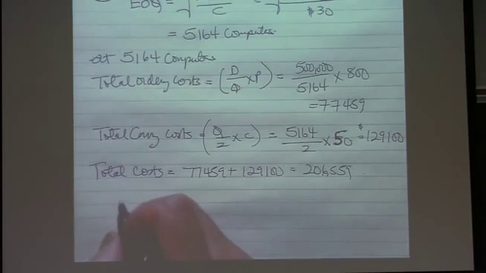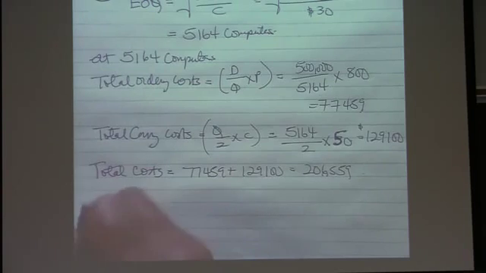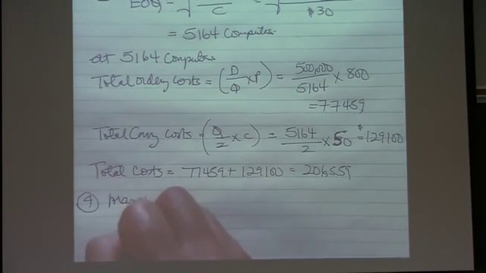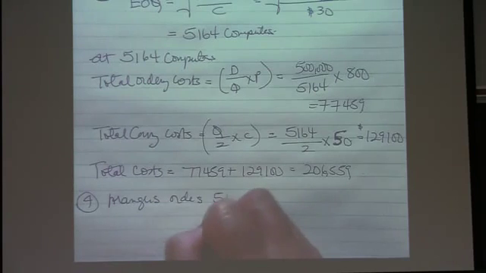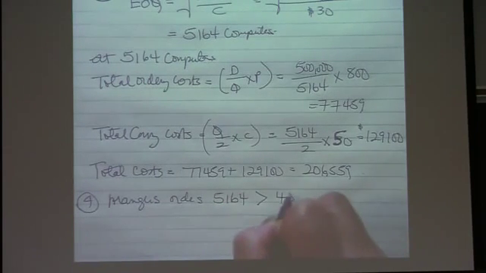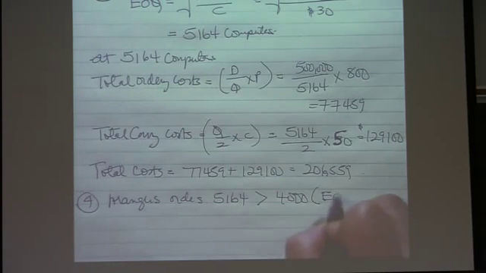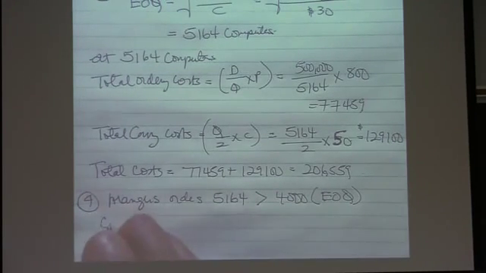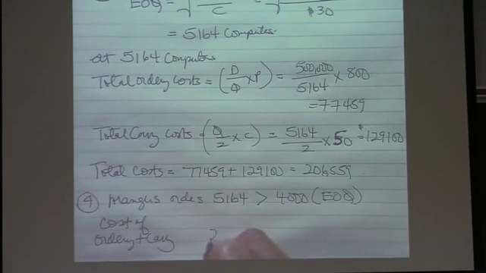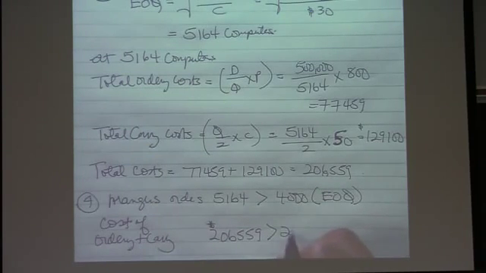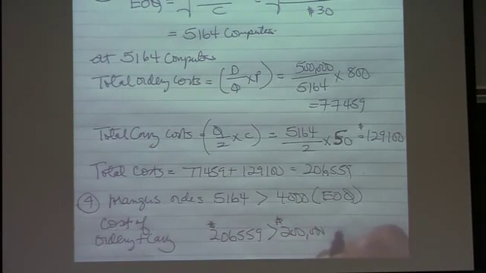So let's write that down. So if the managers, number 4, managers order 5,164, which is greater than the 4,000, which is essentially the right EOQ, then the cost of ordering and carrying will be 206,559, which is greater than 200,000, which is higher by 6,559.